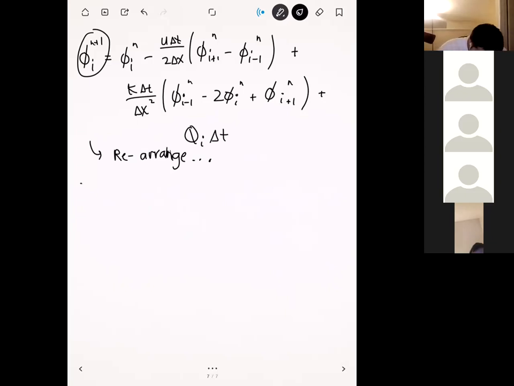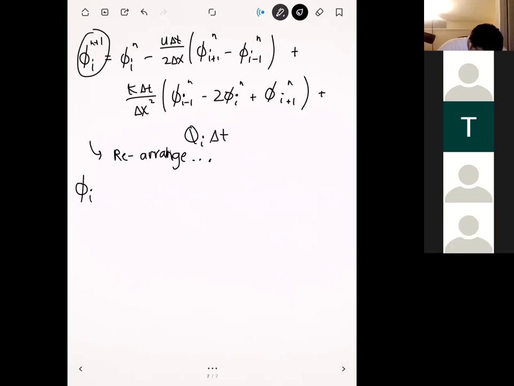Okay. I have a quick question. Yep. What's up? On the first line, is that u delta t or delta x? It's u delta t. Numerator. Yeah. Okay. Thank you. Mm-hmm. Yeah. So that delta t came from the time derivative where we multiply both sides by delta t.